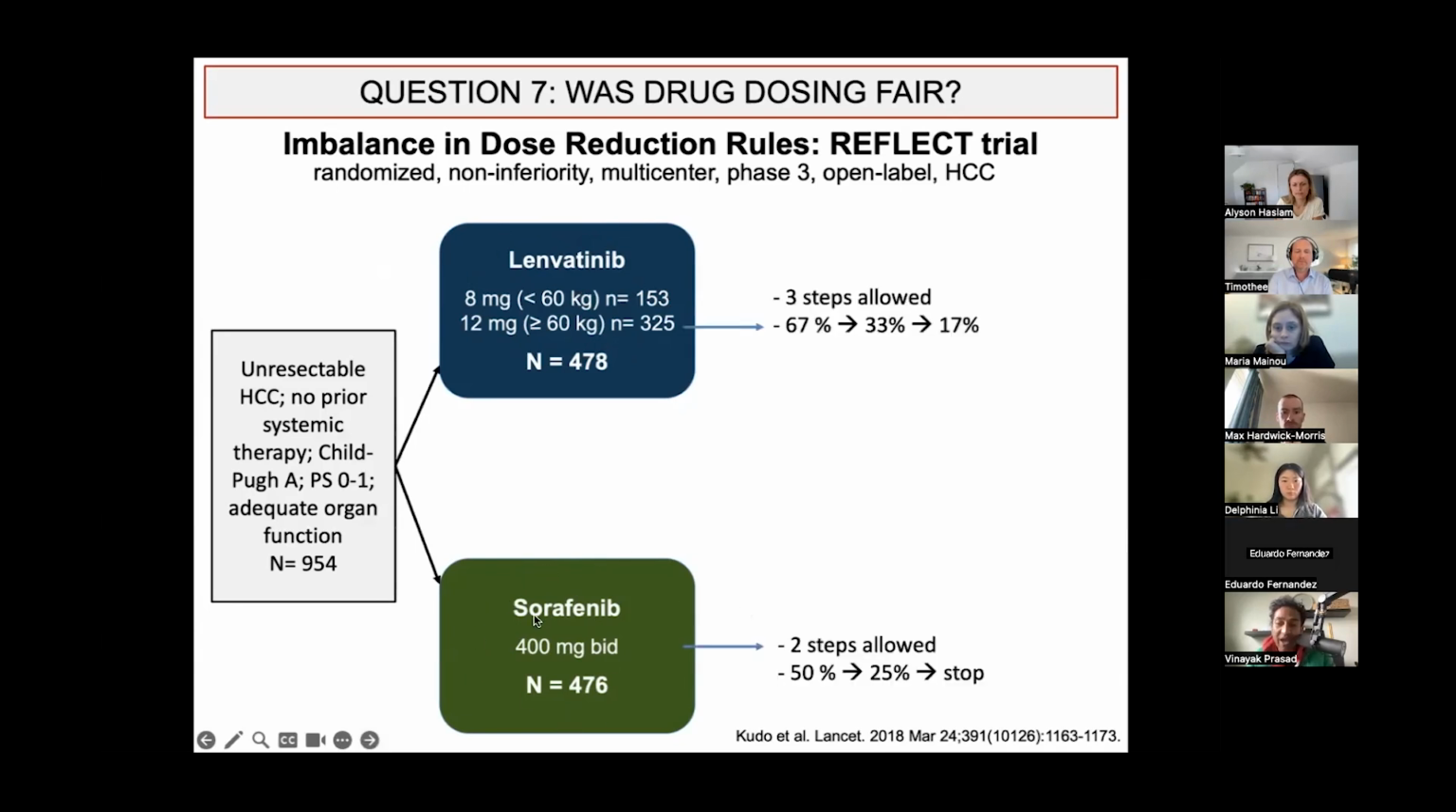If you have side effects from sorafenib, you go from 100% dose to 50% to 25% to stopping based on side effects.